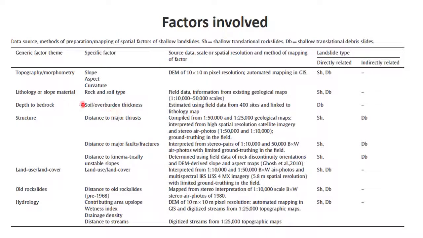What people typically use are topographic data, the slope and the aspect based on DEM information, lithology, and the depth to bedrock, how much soil you have, of course. That will have to do with the depth of the landslide. The structural features, so being close to faults and major thrusts, is of course important if you deal with earthquakes. The land use and land cover, whether you're forested versus the forest being removed, and other hydrological components such as streams and drains and so on.